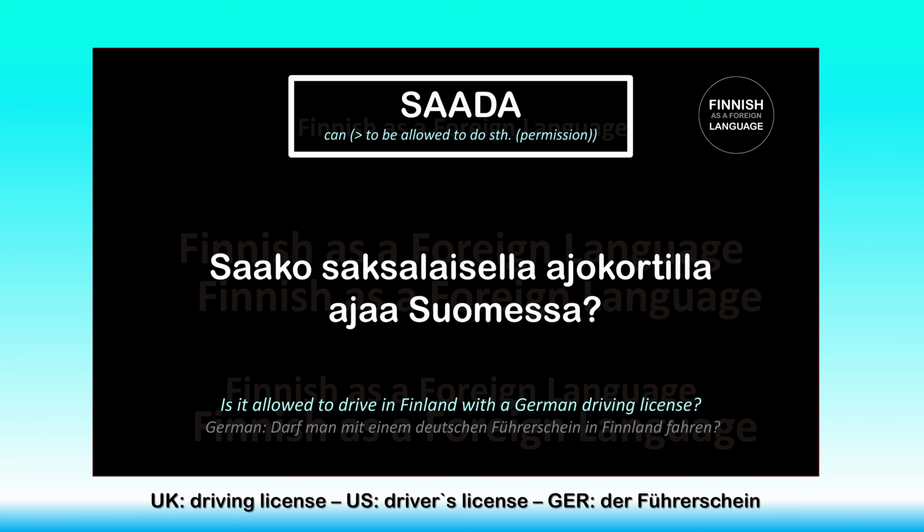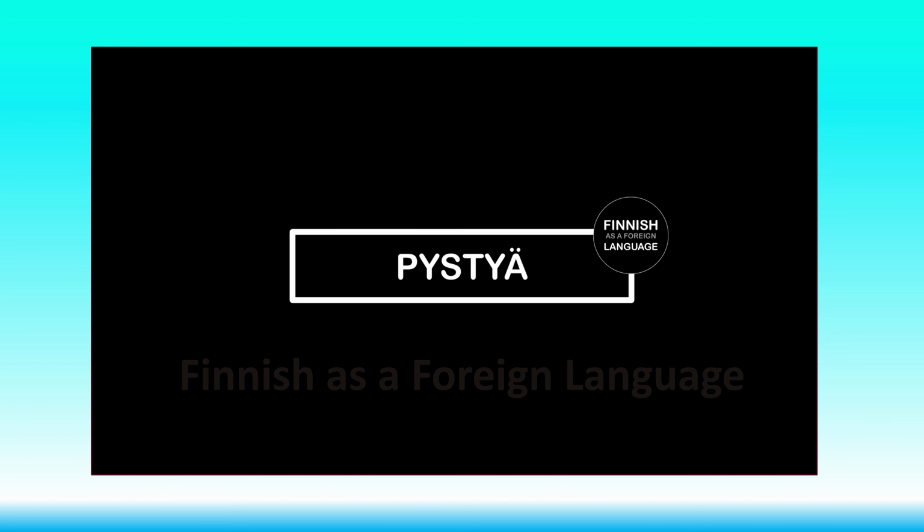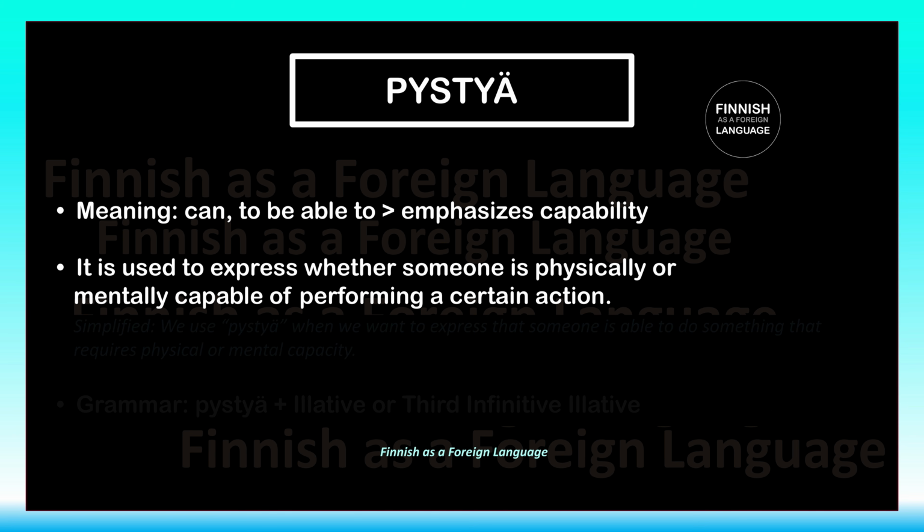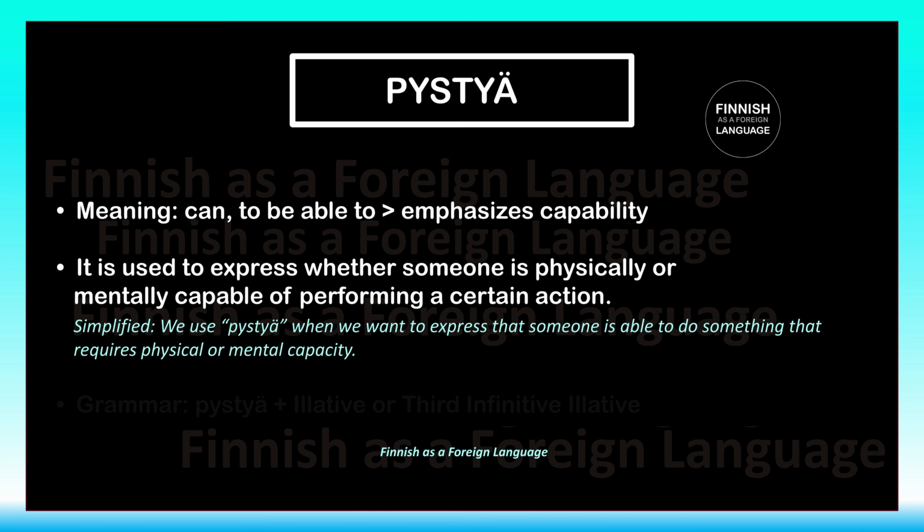We arrived at chapter 4, which is all about the verb pystyä. So pystyä means can, and it emphasizes capability. In other words, it is used to express whether someone is physically or mentally capable of performing a certain action. So in easier words, we use pystyä when we want to express that someone is able to do something that requires physical or mental capacity.